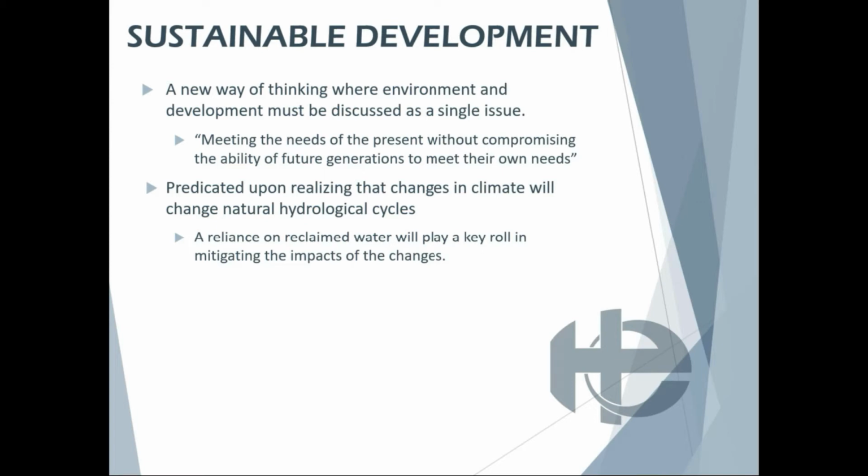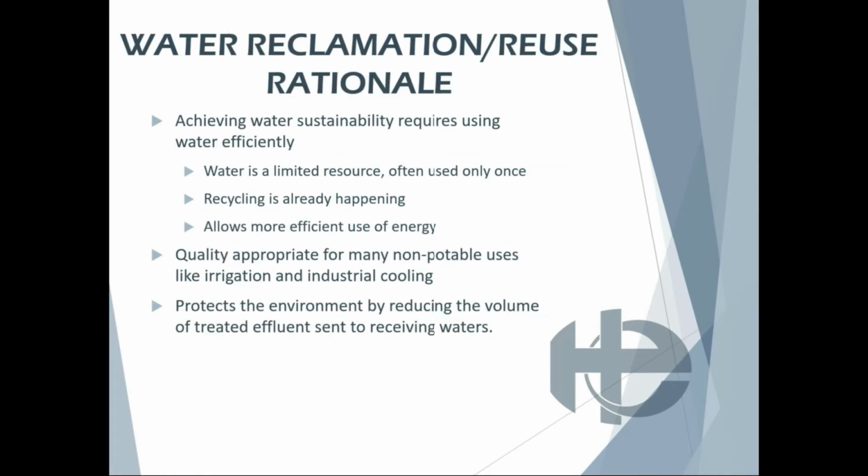What we're trying to do is meet the needs of the present without compromising the ability of future generations to meet their own needs. And in that context, what we're looking at is predicting how changes in climate will affect the hydrologic cycles, which will allow us then to tap into that wastewater resource as a way to try and mitigate these changes or impacts that are going to be occurring. The reuse rationale that we're looking at is thinking about water sustainability by using it efficiently. We know it's a limited resource. We know recycling is already happening and it's becoming more and more prevalent as time goes on.